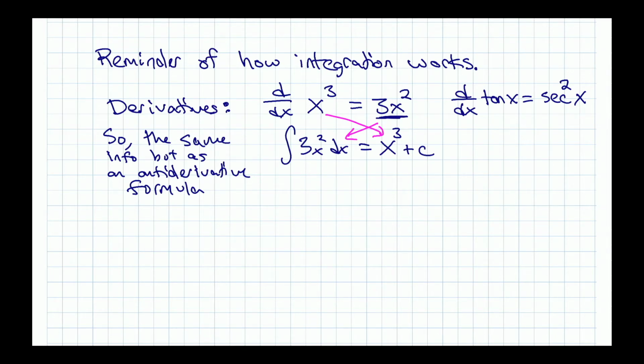And there you go. So an antiderivative is undoing a derivative or working backwards. So for this other one, an antiderivative of secant squared x dx is going to be tangent x plus c. And just like before, that one goes there, that one goes there. Okay? And that's just a really, really basic reminder of what an antiderivative is.